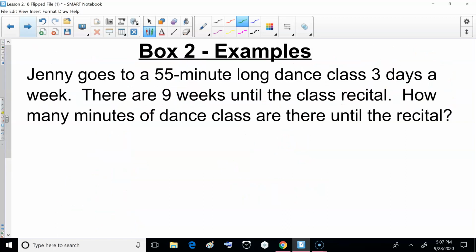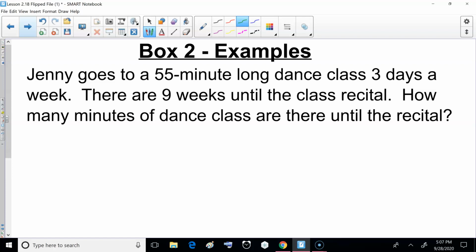And since we're doing word problems today, it wouldn't be fun if we didn't have a word problem in here. So let's read this one. Jenny goes to a 55-minute long dance class 3 days a week. There are 9 weeks until the class recital. How many minutes of dance class are there until the recital? Whew. Seems like there's a lot going on there.